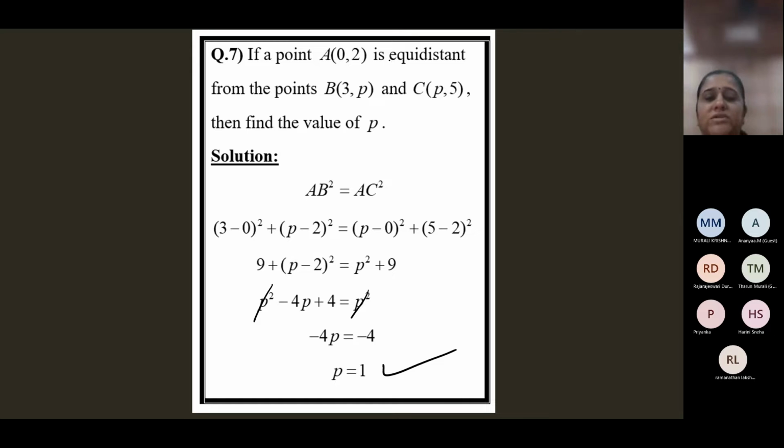Very simple. Equidistant is not midpoint. A is equidistant from B and C. That means AB is equal to AC. That's all. That's the condition. So AB is equal to AC means AB square is equal to AC square. So how do you write AB square? Using the points A and B. AC square using the points A and C. That's it. Work and find the value of P. Take a screenshot, children. Please take a picture.